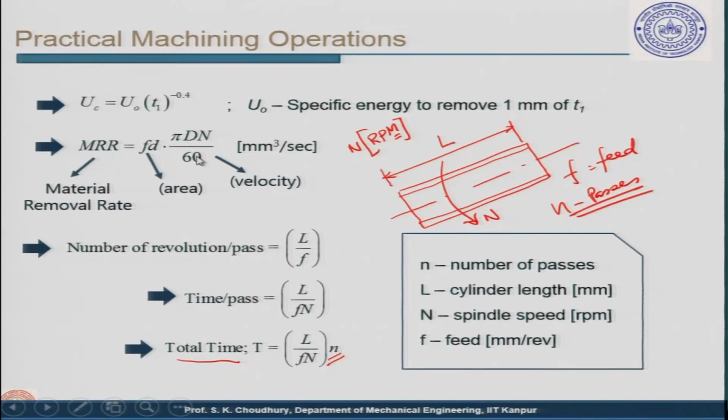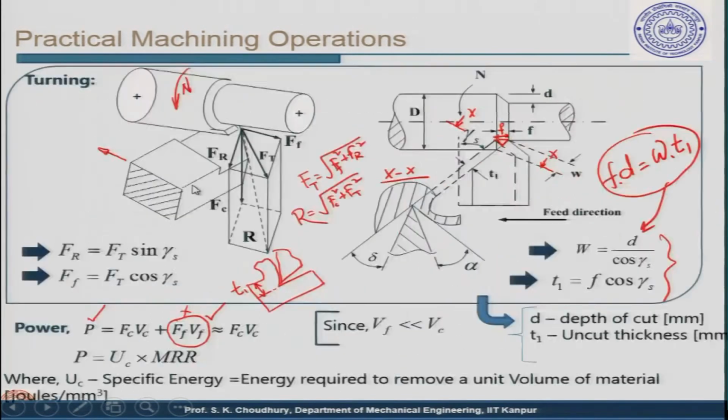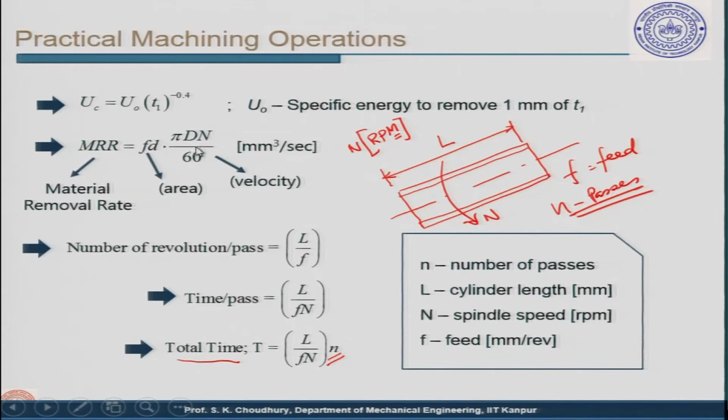Okay, this is the definition, because if you see that T1 is 1 millimeter, in that case UC becomes equal to U0. Material removal rate is area into velocity, and this is given in millimeter cube per second. So, therefore, we have taken the velocity divided by 60, that is pi d n by 60, and F into d is the area in case of turning. Sorry, in case of turning, F into d is the area of cut, and that multiplied by the pi d n by 60 as the Vc gives you the MRR, cutting velocity and the area.